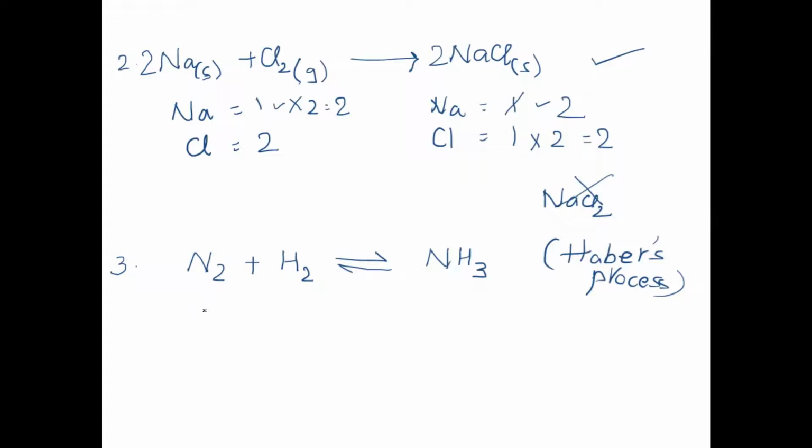Now, if we talk about how many elements are on the reactant side, 2 elements, N and H. That means nitrogen and hydrogen. And if I proceed to the product side, it is nitrogen and hydrogen. Look carefully, how many atoms of nitrogen? 2. How many atoms of hydrogen? 2. In this case, nitrogen has 1 atom, hydrogen has 3 atoms.